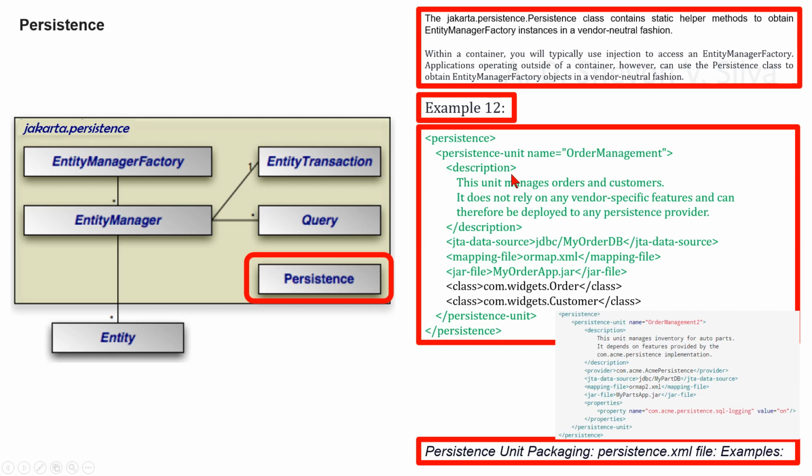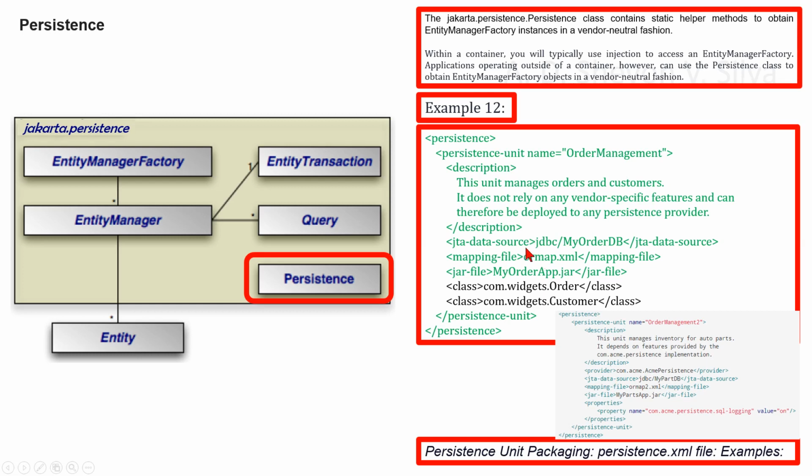Description. The description element provides optional descriptive information about the persistence unit. Provider. The provider element specifies the name of the persistence provider's jakarta.persistence.spi.PersistenceProvider class. The provider element is optional, but should be specified if the application is depending upon a particular persistence provider being used.